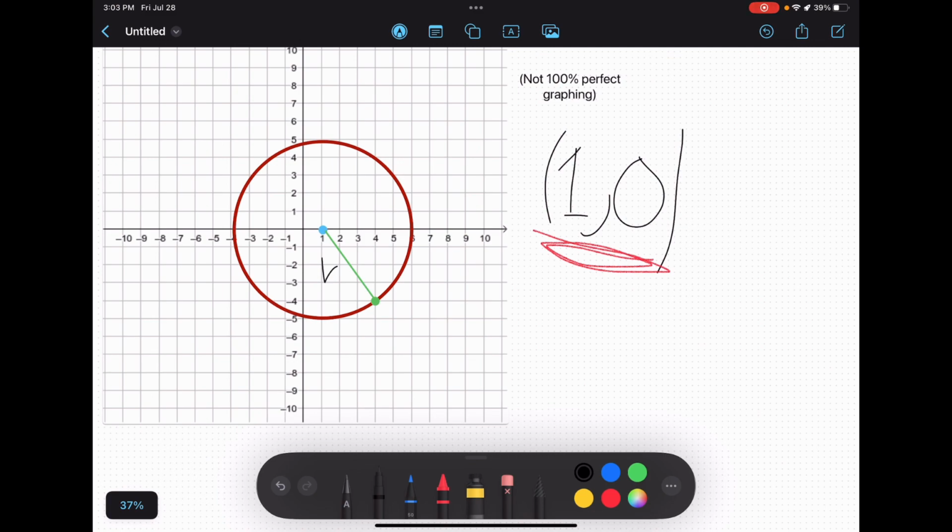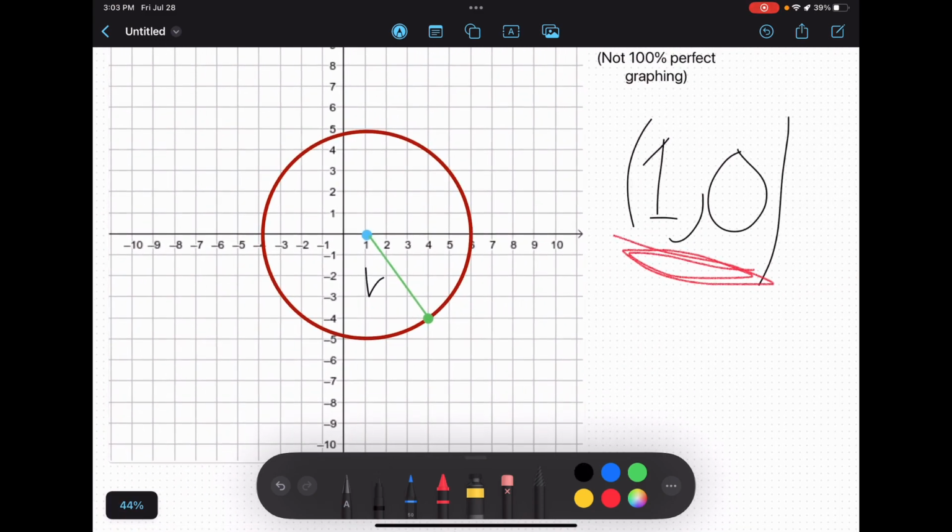Now how would we find the radius? We don't really have what it's equal to. So we're going to set up a right triangle using the distance formula, which came from the Pythagorean theorem. So we'll make this line to (4, ...), and we'll make this line.